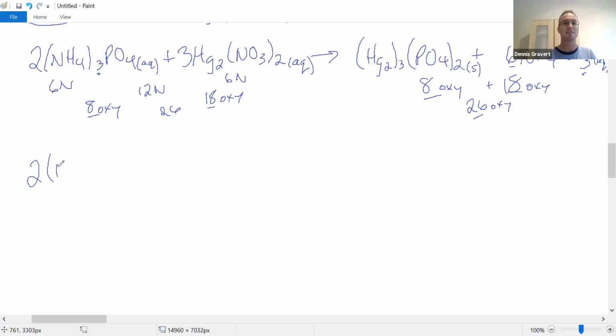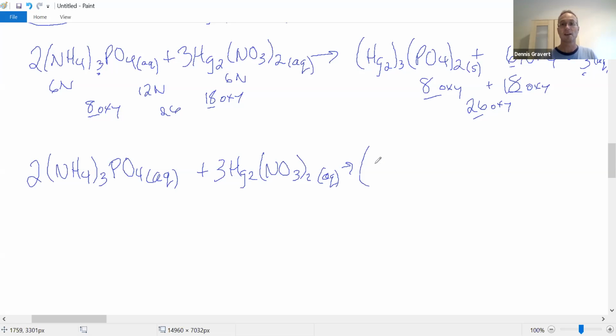So we'll rewrite this a little more neatly. We have 2 of the ammonium phosphates that are aqueous. React with 3 mercury 1 nitrates, also aqueous.